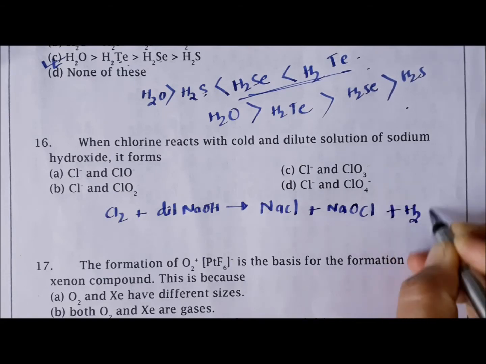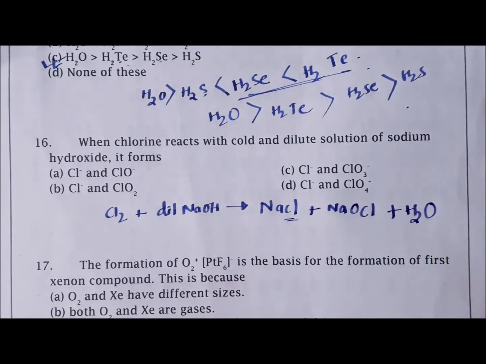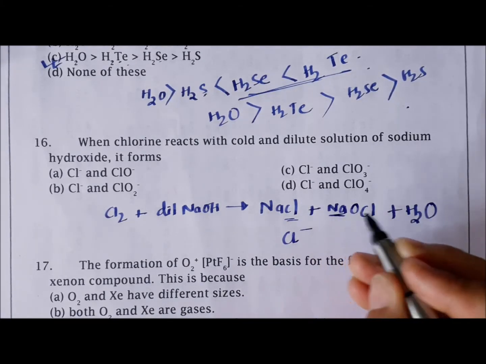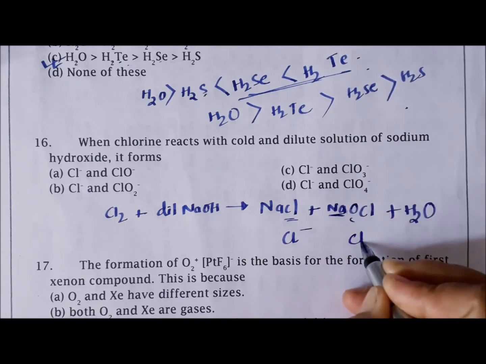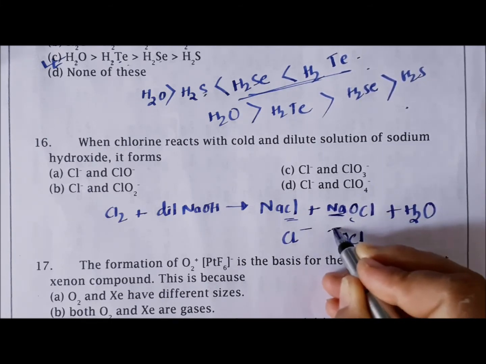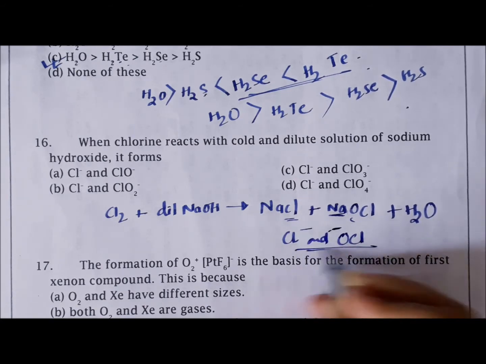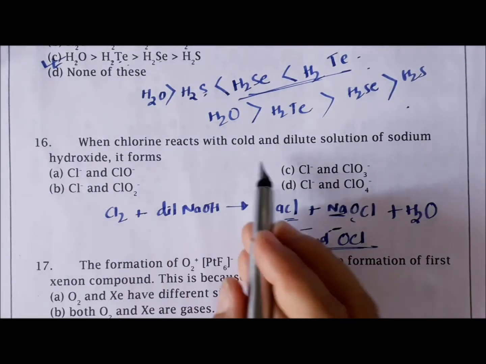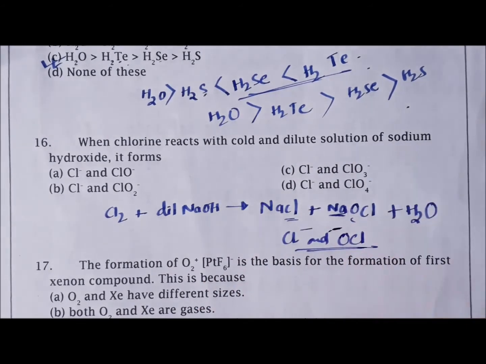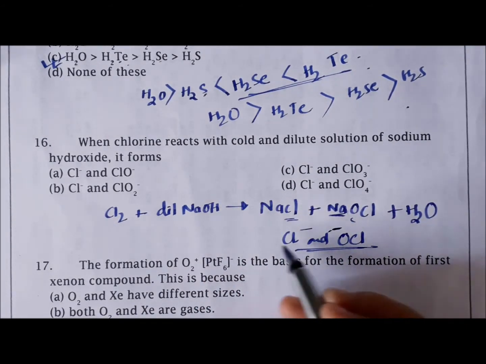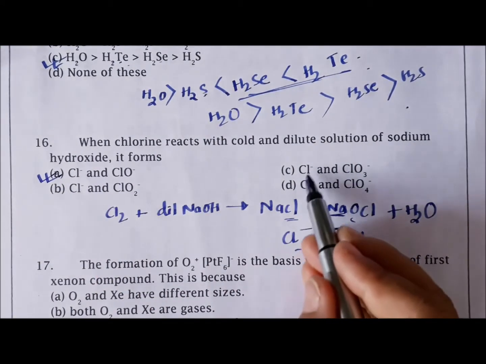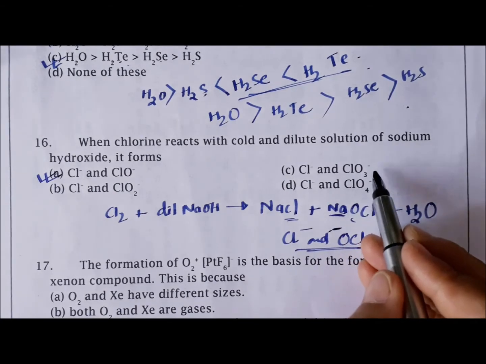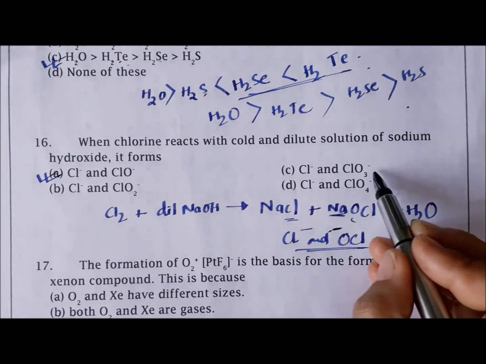So when NaCl dissociates it will give Cl minus, and when NaOCl dissociates, Na is released and you will get ClO minus. So these are the two ions you will get when chlorine reacts with cold and dilute sodium hydroxide. Which option is correct? Cl minus and ClO minus. So option A is the correct answer. Cl minus and ClO3 minus you will get when chlorine reacts with concentrated hot NaOH.